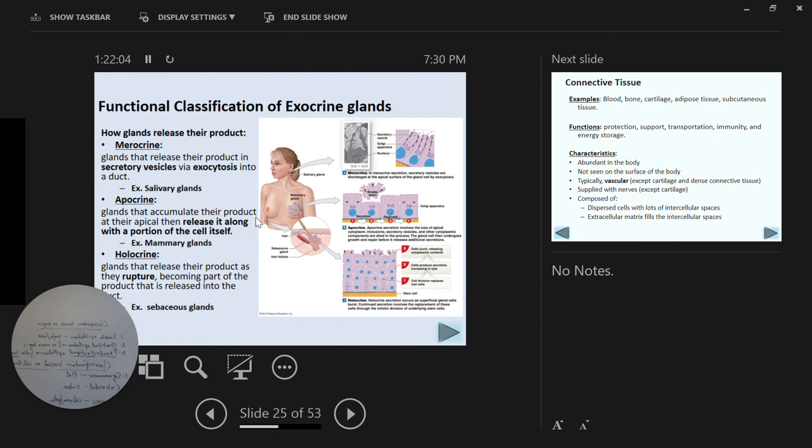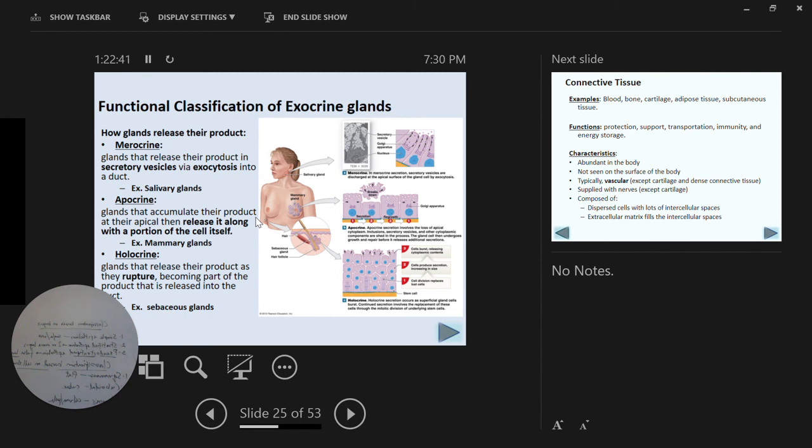Now, apocrine is another one. When you think about apocrine, just think about the mammary gland storing a lot of breast milk in the sac. In my language, apo means sac, all right? So think about it that I just have everything in the sac. Then the gland is going to accumulate its product at the apical cell, and then release it along with a portion of the cell. So they release it along with a portion. Holocrine, the whole cell will be broken here. But this is just going to release part of it.